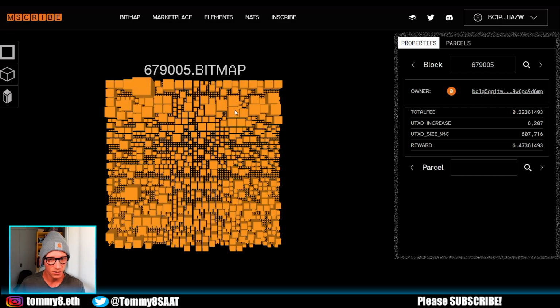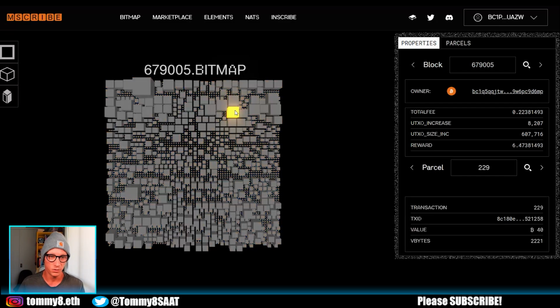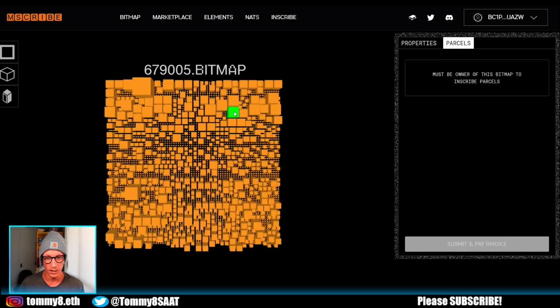And then you can click on each individual parcel here, which is over here, parcels, and then you could inscribe, but obviously you must be the owner of this bitmap to inscribe this parcel. So each different transaction block on this you can inscribe. So the future can be like expanding, and what are you going to do with this in the metaverse? There's so many possibilities. There's so much that it can expand out to.